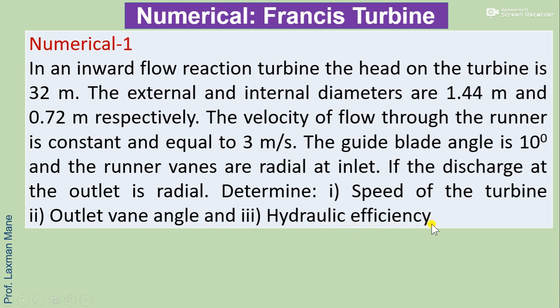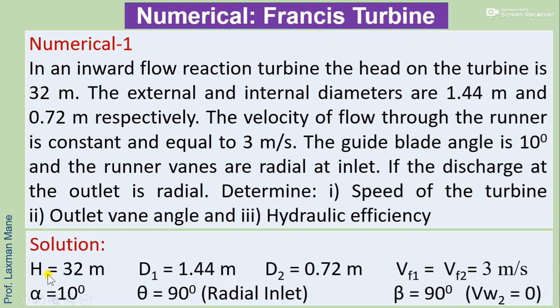So first of all, summarize the given parameters. Here head is given, external diameter and internal diameter of runner are given, guide blade angle at inlet is given, vane angle at inlet because of radial inlet is 90 degree, discharge is radial, that's why beta is equal to 90 degree. Flow velocity in the runner is constant.